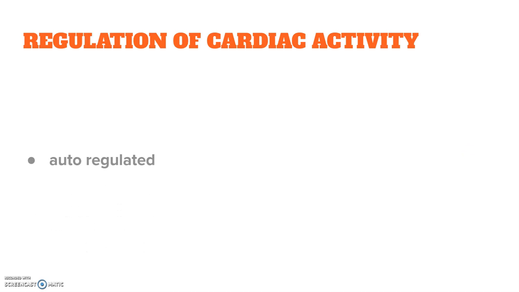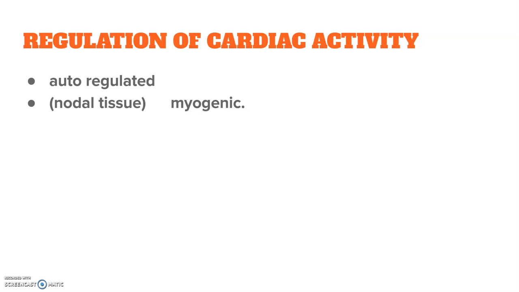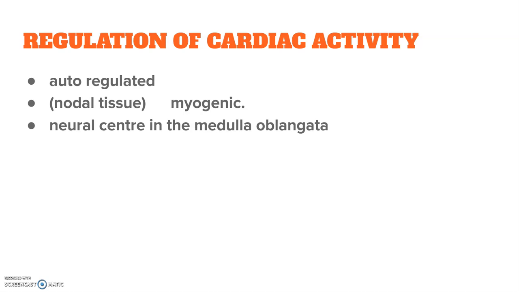Regulation of cardiac activity. Now, normal activities of the heart are regulated intrinsically by autoregulated or specialized muscles, which are also called the nodal tissues. Therefore, the heart is called myogenic. And there is a special neural center in the medulla oblongata, which can moderate the cardiac function through the autonomic nervous system.